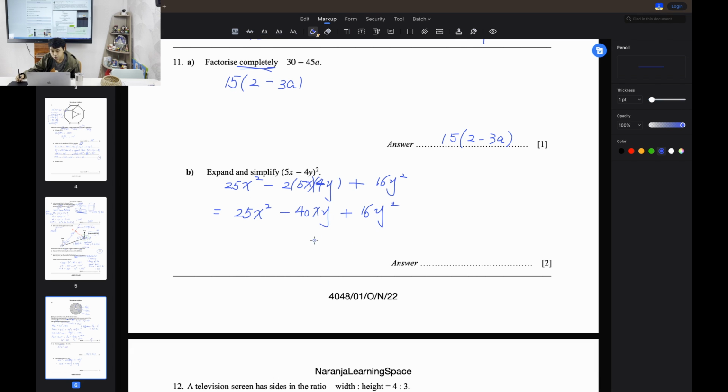No, right? You just need to expand. Okay, so that's all. 25x squared minus 40xy plus 16y squared. Okay, 2 marks.